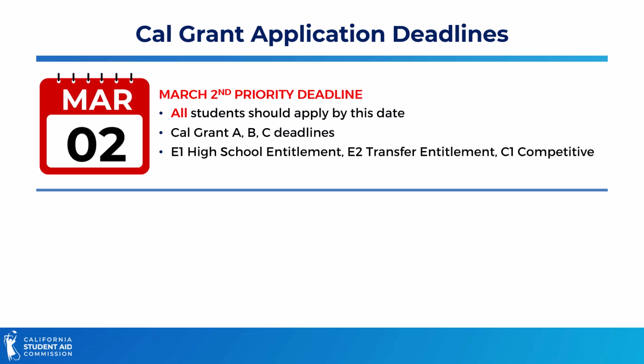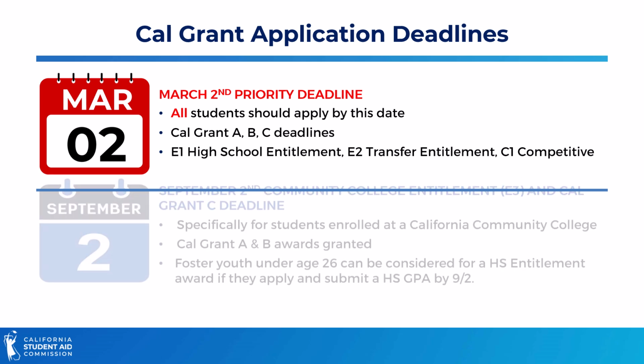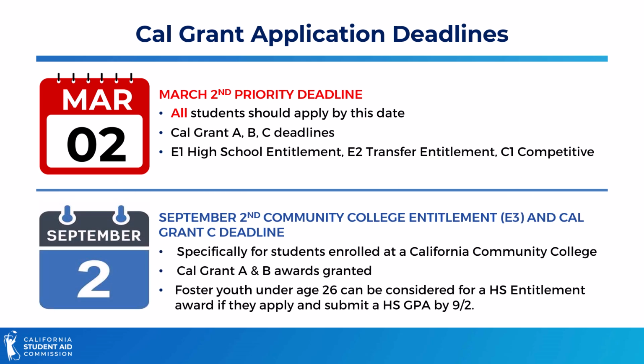Students can still make updates and corrections to the application after March 2nd. However, the important thing is to get the application submitted on time. The second deadline is September 2nd and is specifically reserved for students attending a California community college. There is one exception, however, for students that have been identified as foster youth. These students have an extended deadline and can still be considered for the high school entitlement E1 cycle if they apply and submit a high school GPA by September 2nd.